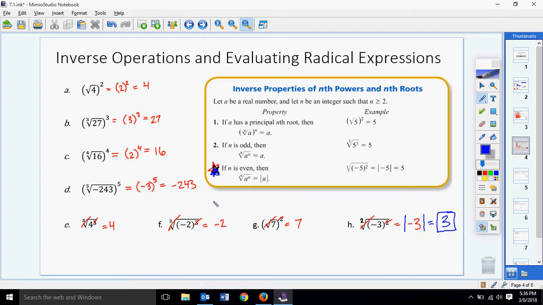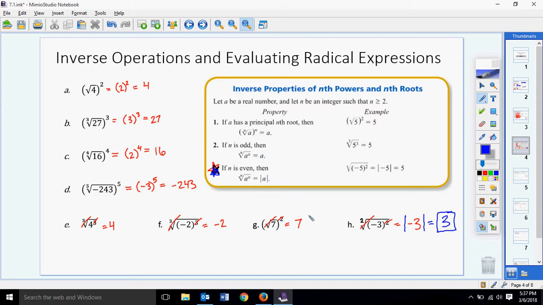This is the important one. The 1 and 2 just say exactly what we did here. It says that we can cancel if n is odd. So if you have like a cube root raised to the 3rd power, those are going to cancel and give you a.